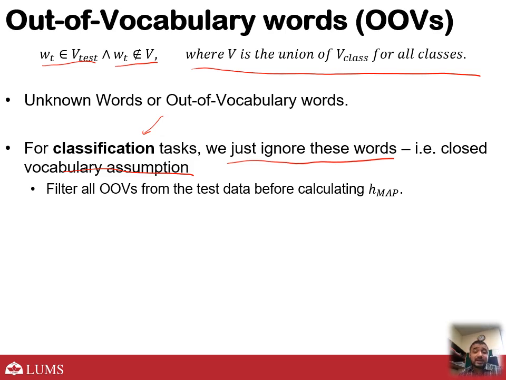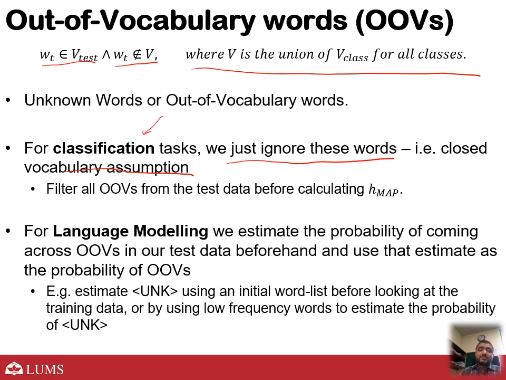However, when everything new can be a part of your test data, then out of closed vocabulary assumption, classification tasks के अलावा और even within classification tasks अगर training data छोटा है तो this could be too restrictive of an assumption and could lead to a lot of problems. For language modeling, however, जो कि हमारा असल में काम है, we estimate the probability of coming across OOVs in our test data beforehand and use that estimate as the probability of the out of vocabulary words.